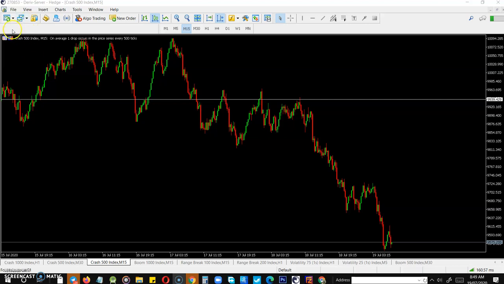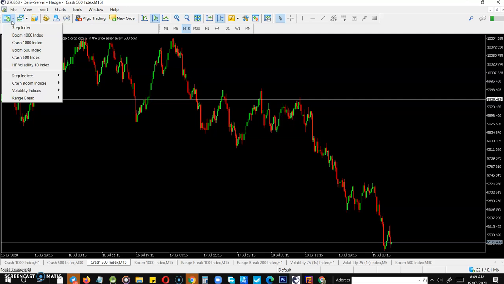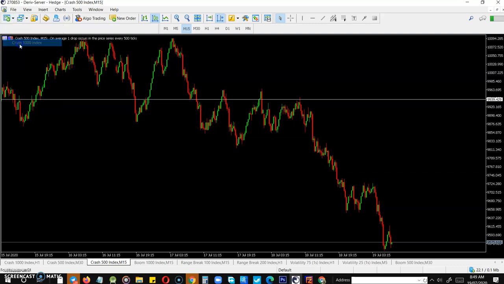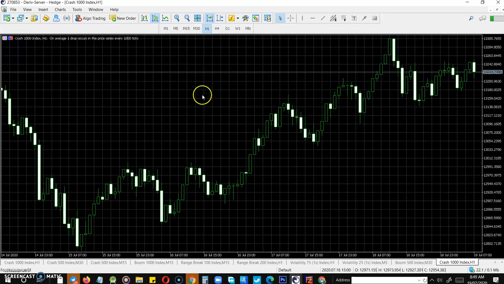You go to this arrow, as you can see on our screen. You click on it, and you will see Crash 500, then you see Crash 1000. We'll be adding Crash 1000 first. So you click on it. As you can see, we have Crash 1000 added.